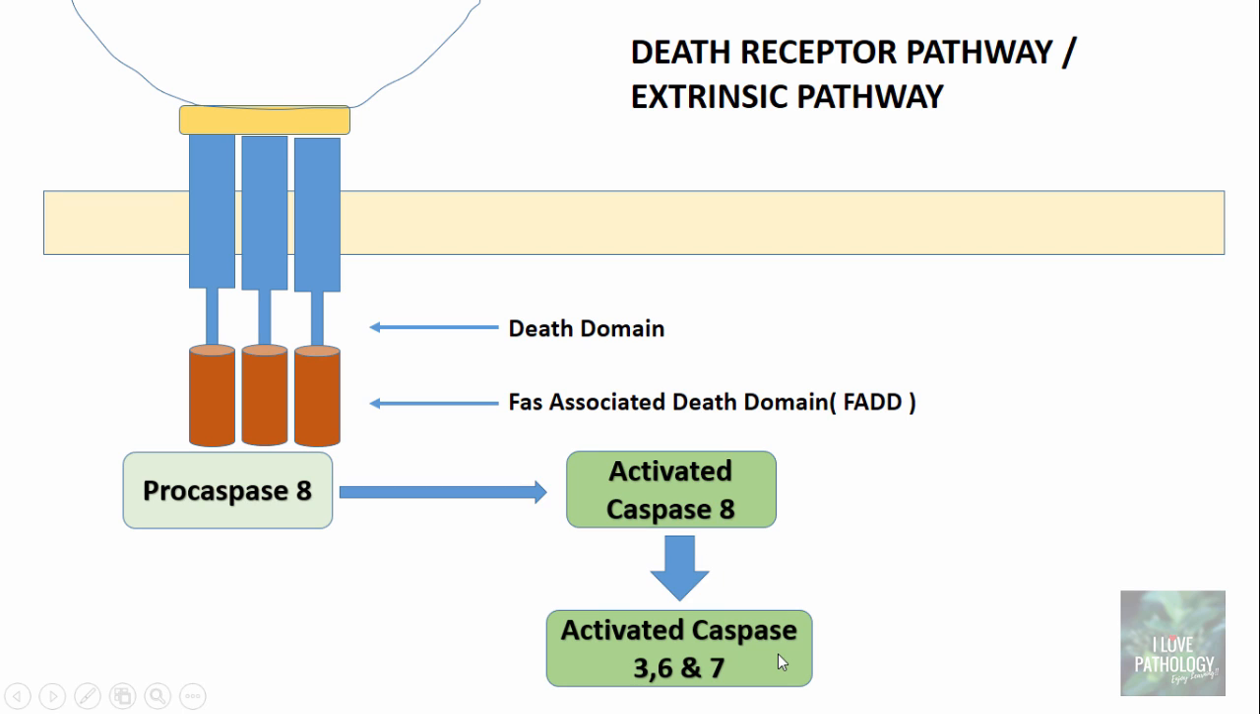This activated caspase 8 further activates activated caspase 3, 6 and 7. Okay. The caspase 8 which was in inactive form as a procaspase is now activated to form activated caspase 8. We know that caspase 8 is an initiator caspase. So this particular initiator caspase activates the executioner caspases. Okay, so what are those executioner caspases? These are caspase numbers 3, 6 and 7.